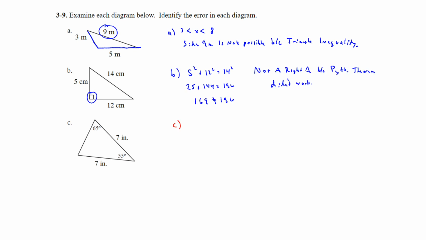Alright, and C. We have what appears to be an isosceles triangle, and if these are both 7, then these angles must also be the same, which means it would be 65. So if that's the case, we have 65 degrees plus 65 degrees plus 55 degrees. It should equal 180 degrees. Well, 65 and 65 is 130. So if we take 130 plus 55, that's 185 degrees, which obviously is not equal to 180 degrees. So therefore, the base angles are not equal. This would actually have to be 60, which then it wouldn't be isosceles. So that's what's wrong with part C. So I just said on that one, the base angles are not equal, and they should be, once again, if it's an isosceles triangle.